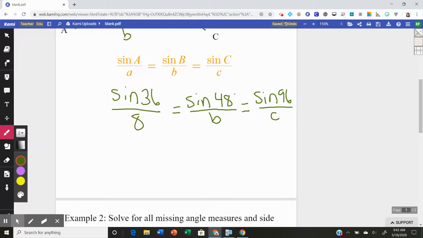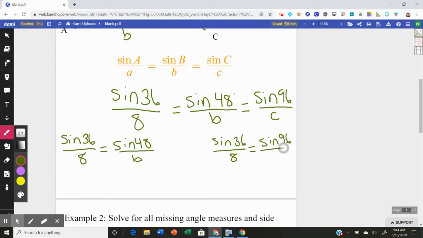So we have some options here. We're really going to look at 2 ratios at a time and solve for the missing information. So the first ratio that I'm going to set up here is going to compare the sine of 36 over 8 to the sine of 48 over b. Second ratio, I'm going to use the same sine of 36 over 8, but now I'm going to set that equal to the sine of 96 over c. Okay, I want to use the sine of 36 over 8 because those are the side lengths and angle measures that I was given in the original question.